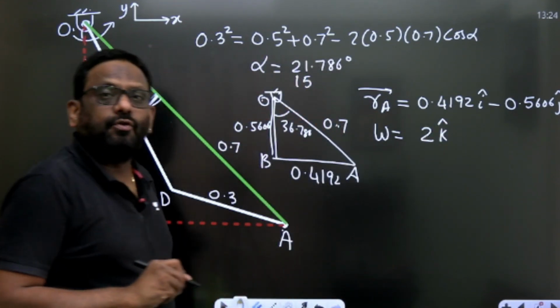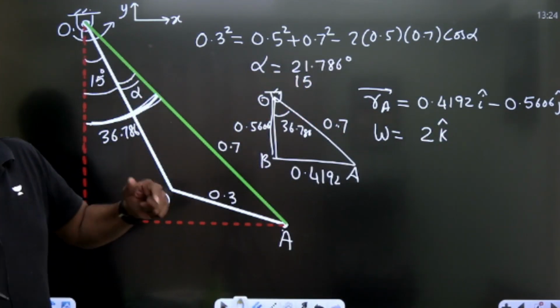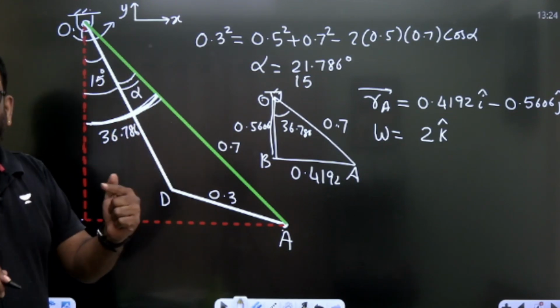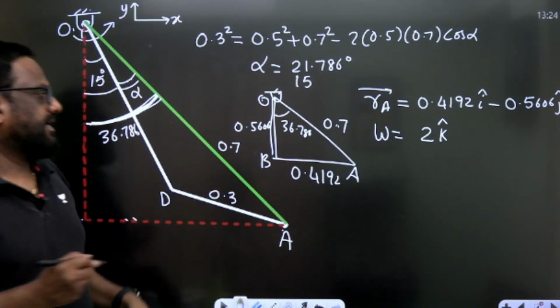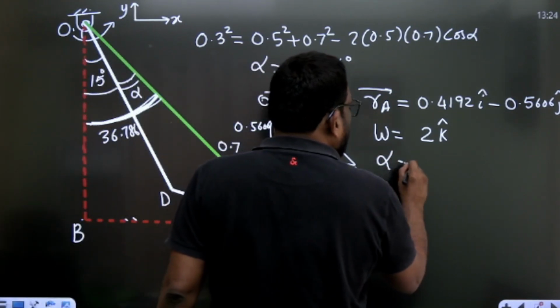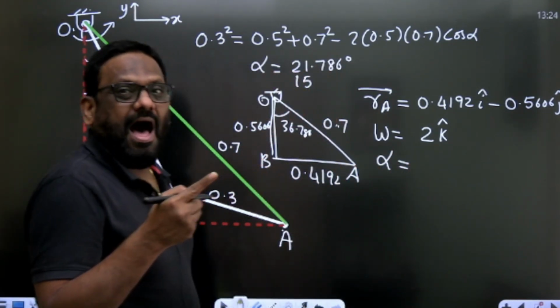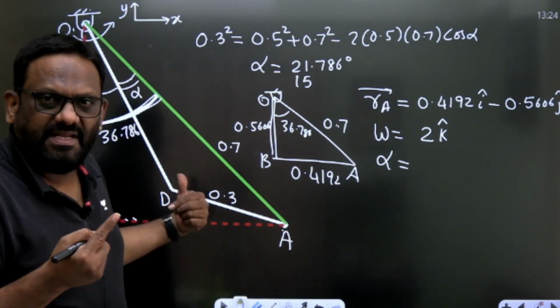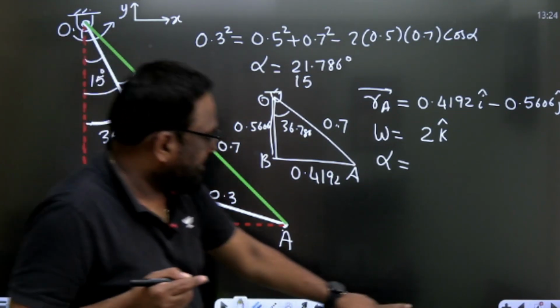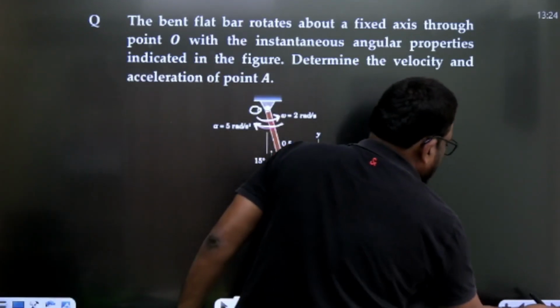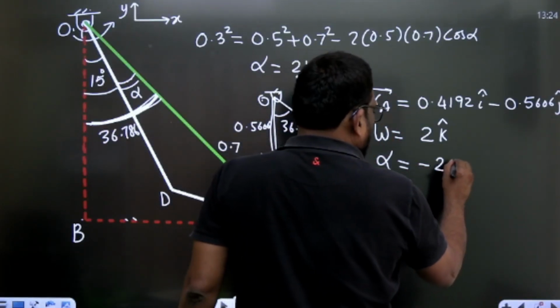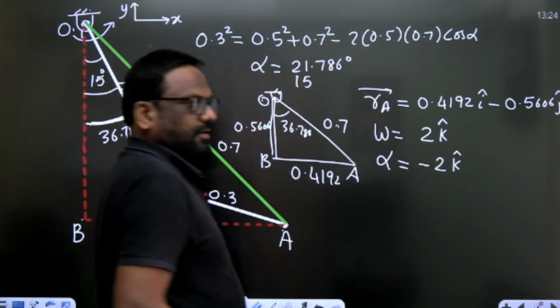Very good, sir. Why positive? Omega is 2 because it is rotating in XY plane, matlab about Z axis. But it is about positive Z axis. Anti-clockwise is positive, clockwise is negative. And alpha is ulta. In this problem it is given as clockwise. Ek baar dekhna. Alpha is given as clockwise. So therefore it is minus. Very good, sirs. All these vectors are known.